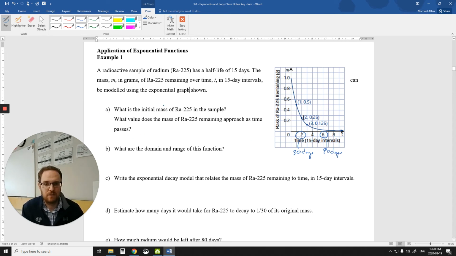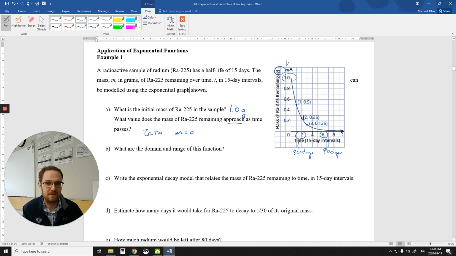Okay, so what's the initial amount of the sample? If you look up here, that's the initial amount, it's in grams. So my initial amount is 1 gram. What does this value approach as time increases? As this keeps on going and going, what's going to happen? We know it's approaching 0, right? It's approaching 0. Mass is equal to 0.